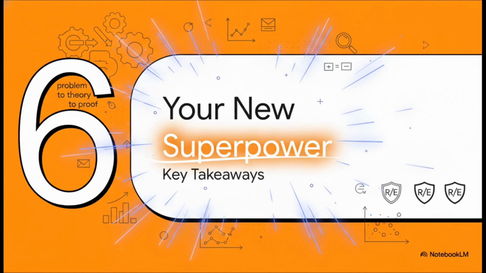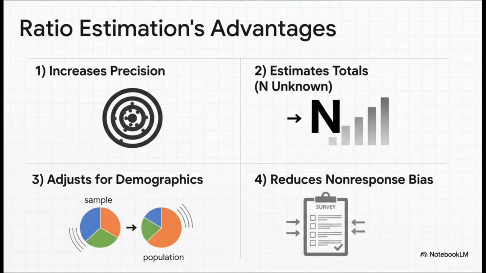All right, we've come a long way, from a truck full of apples all the way to the mathematical proof. Let's bring it all home and recap why ratio estimation is, well, kind of a statistical superpower. So, what's the bottom line? First, it will make your estimates dramatically more precise, as long as you have a correlated helper variable. Second, it lets you work your magic even when you have no idea what the total population size N is. Third, it's a fantastic tool for adjusting your sample so it looks more like the population you're studying. And finally, it can even help you deal with the tricky problem of non-response bias.